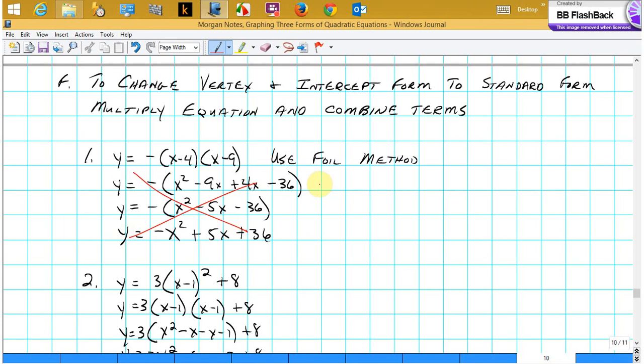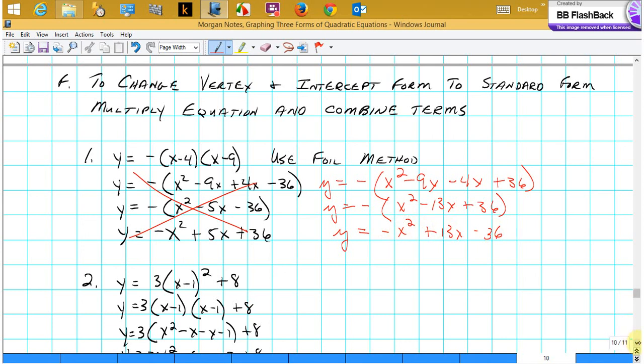Okay, so y is equal to negative of x times x, x squared, x times negative 9, negative 4 times x, and finally negative 4 times negative 9 is plus 36. So y is equal to negative. Now let's combine the negative 4 and the negative 9. That would be x squared minus 13x plus 36. And then we distribute the negatives. So y is equal to negative x squared plus 13x minus 36. And that would be standard form.